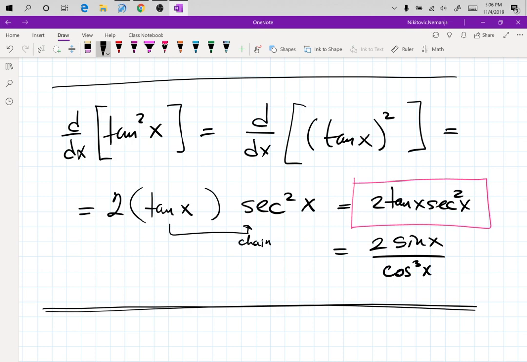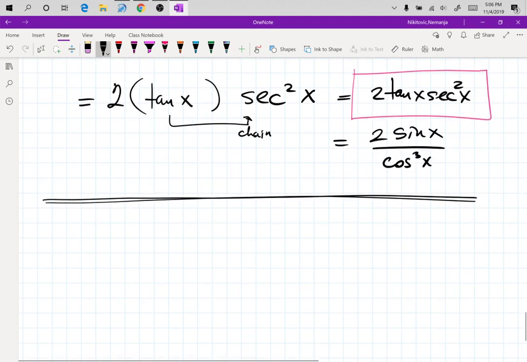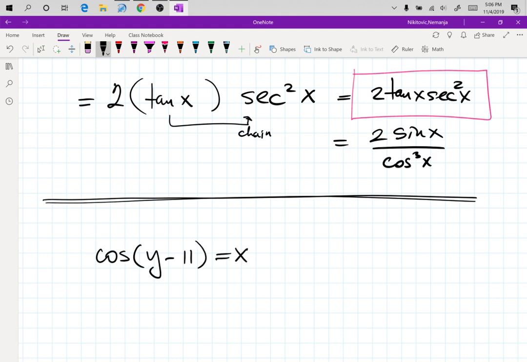I have another. Can you do implicit kind of calculations: cosine of (y minus 11) equals x? The derivative of this one? Oh, it's just only the y in parentheses. So cosine y minus 11.